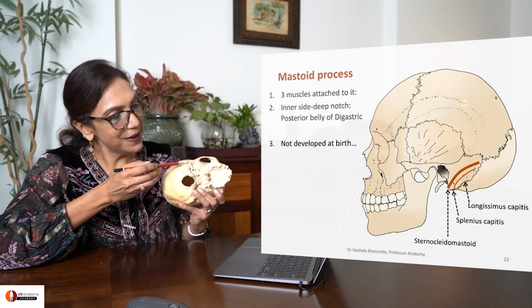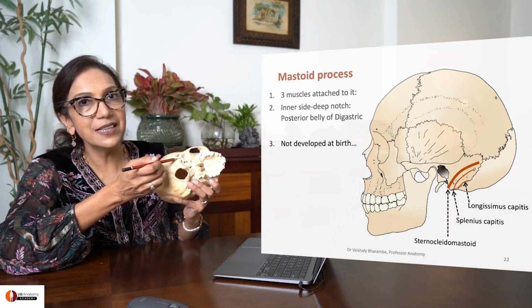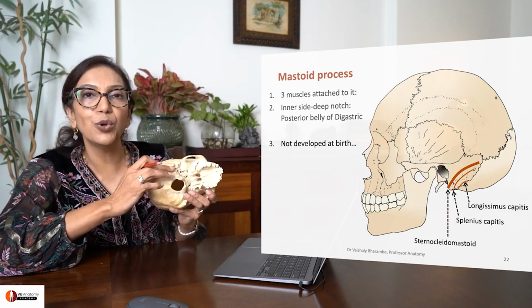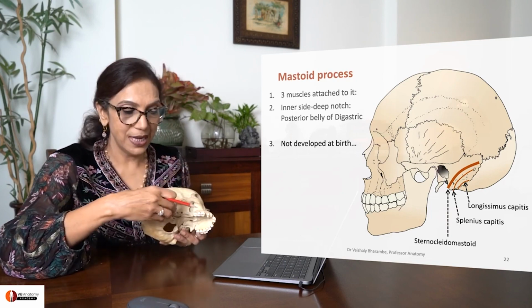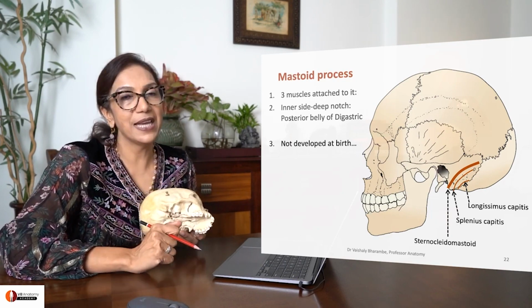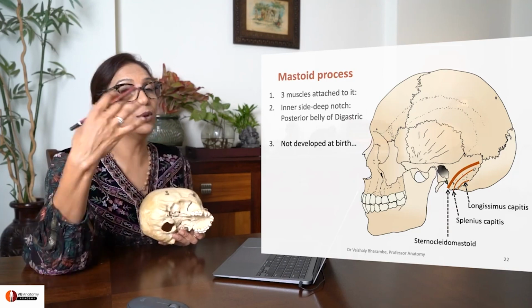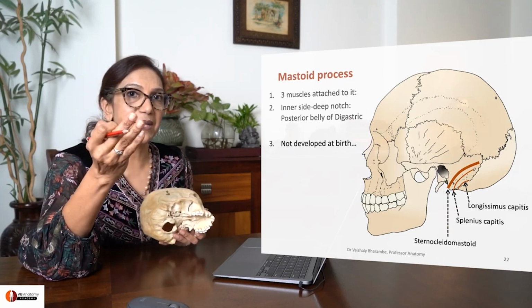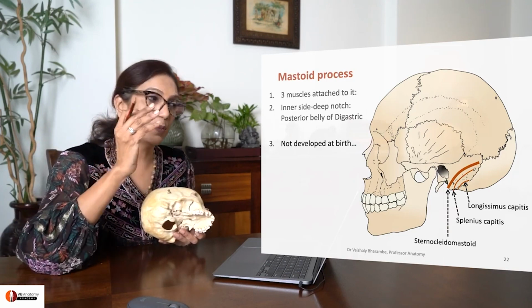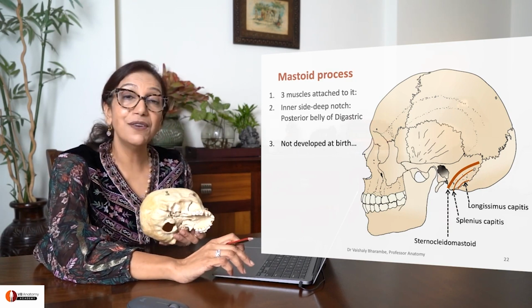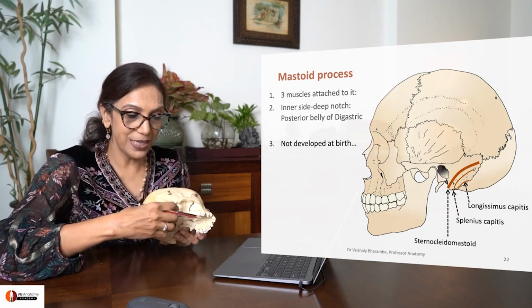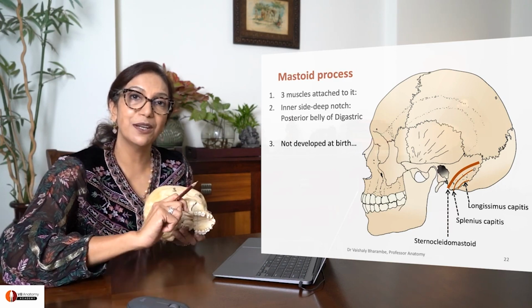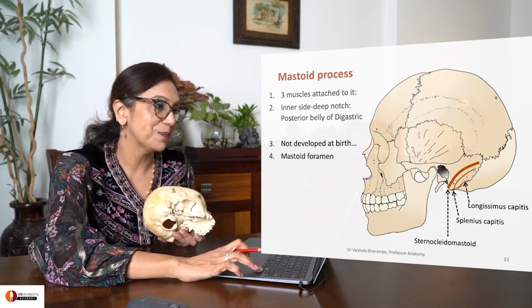But you also find a notch here. I hope you can see that there is a deep notch here. This notch is called the digastric notch. It's where the posterior belly of digastric takes origin. So the mastoid on the outside gives attachment to three muscles, and on the deeper side to the posterior belly of digastric. Funnily, this process is not developed at birth. It's only the pull of the sternocleidomastoid that causes it to develop.